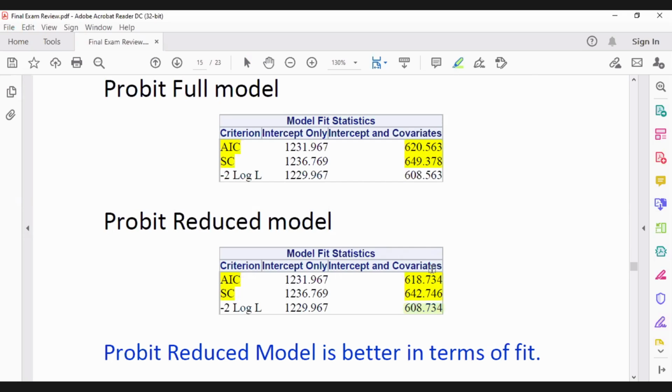So we got 608.563 against 608.734. By looking at the statistics of goodness of fit, we got two statistics indicating that the reduced model is better. So we take the reduced model. Two statistics against one. Not a big deal, it's easy to take the decision.